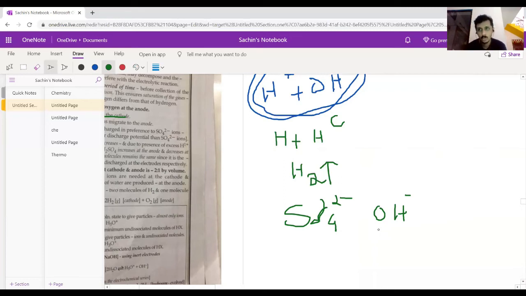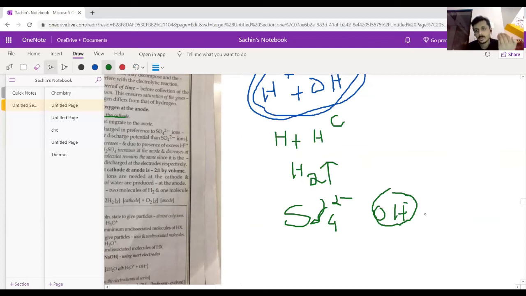Among these two, SO4 2 minus and OH minus, the one on the lower side of the electrochemical series will be liberated. Here OH minus is on the lower side compared to SO4 2 minus. Hence OH minus will be liberated at anode. SO4 2 minus remains as it is.